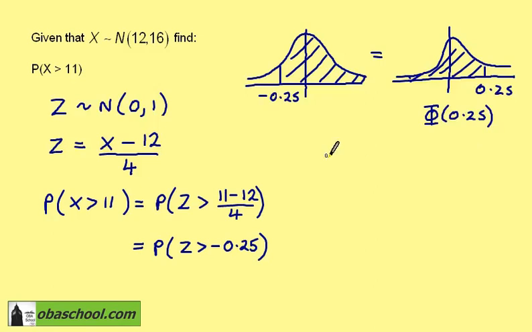So in the tables, we look up z is 0.25 and read off the probability next to it. That gives us that the probability of x being more than 11 is 0.5987.